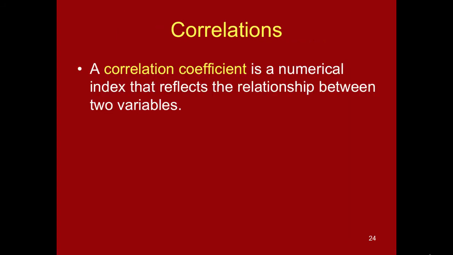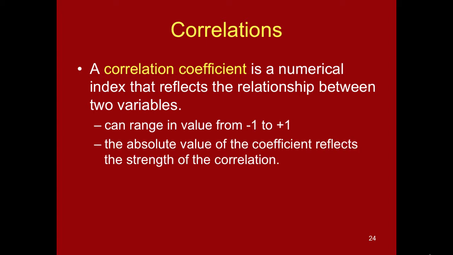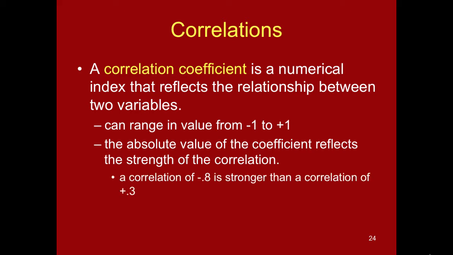A correlation coefficient is a numerical index that reflects the relationship between two variables, such that we can observe what happens to one variable when the other changes. A correlation can range from -1 to +1, but the absolute value of the coefficient reflects the strength of the correlation. This means that a correlation of -0.8 is stronger than a correlation of +0.3, since the absolute value of -0.8 is +0.8.